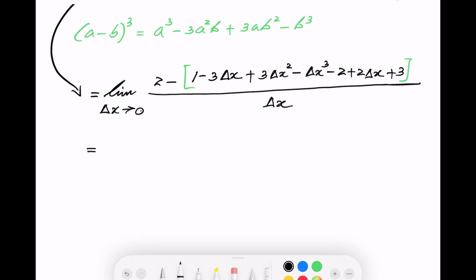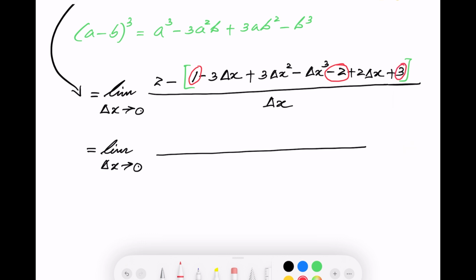This is equal to the limit as delta x approaches 0. On the numerator, if I look at the terms inside the brackets, here I have a 1, here I have a minus 2, and here I have a 3. Those terms will simplify to become a positive 2 inside the brackets. But I have to distribute this negative symbol from outside, so it will become a negative 2, and that will be simplified with the 2 here to become 0 for the constants.